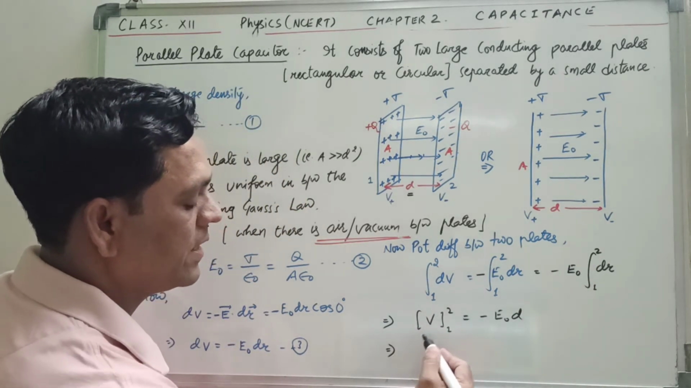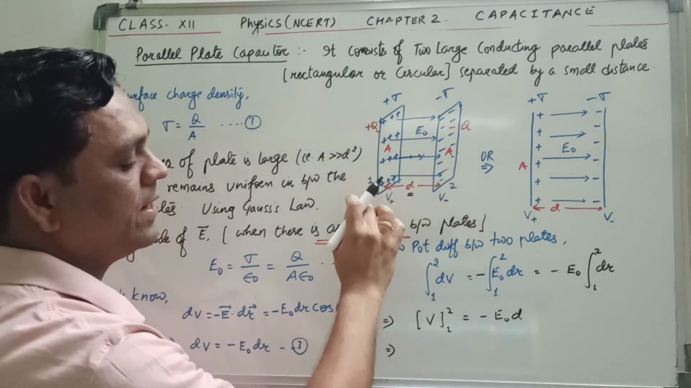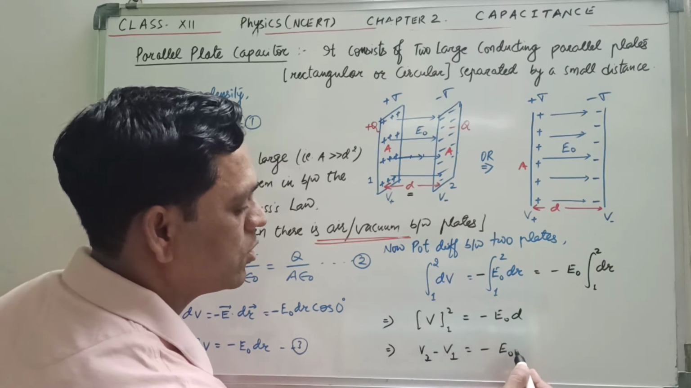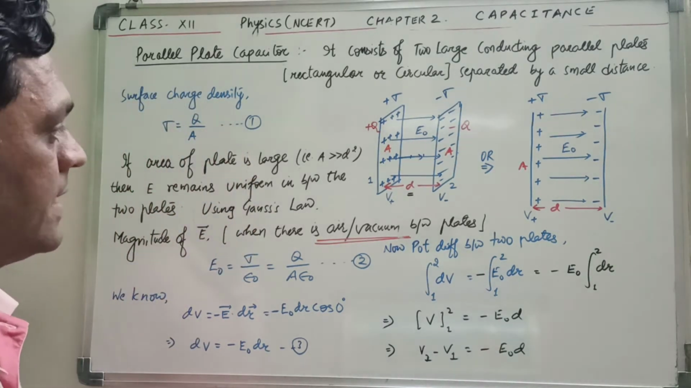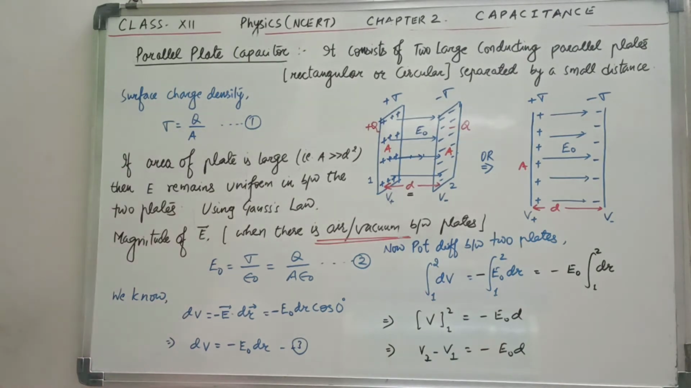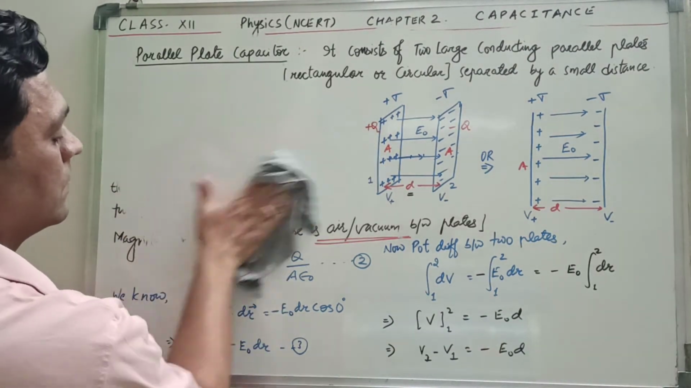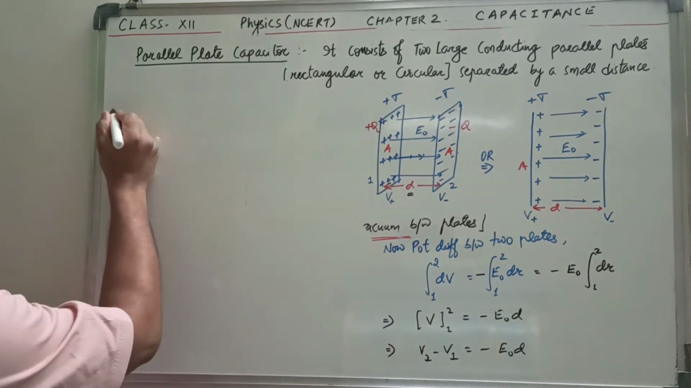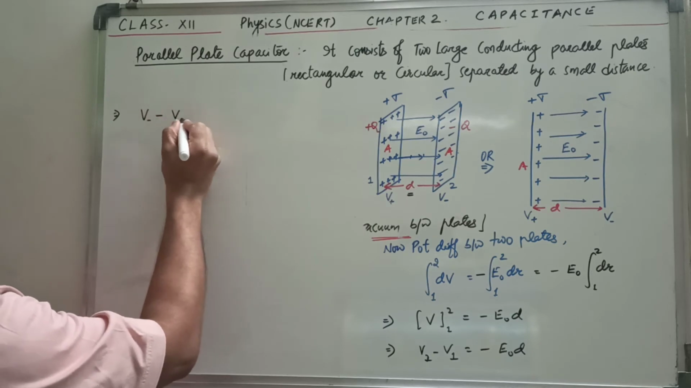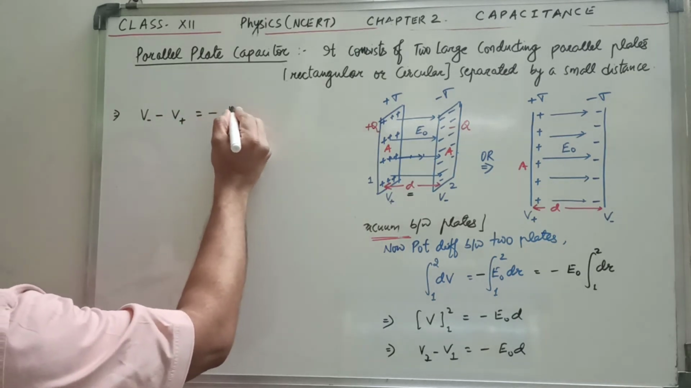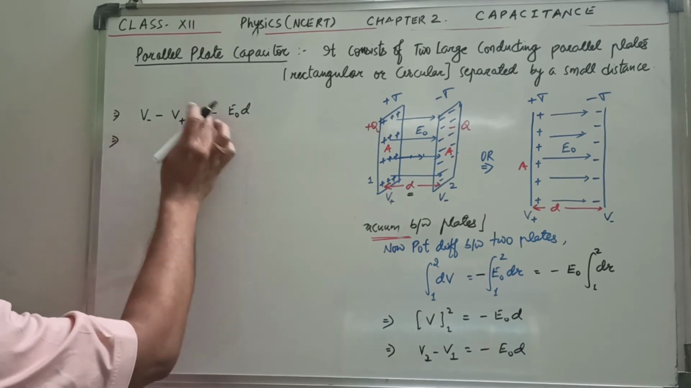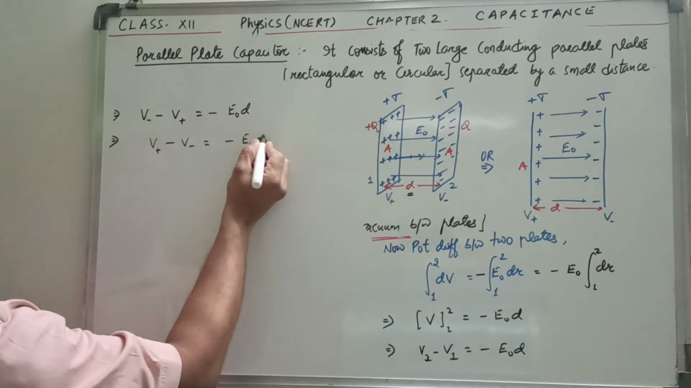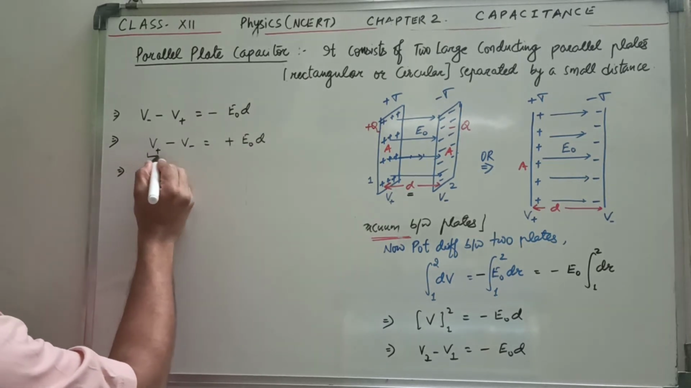And V2 minus V1, you can say potential at 2 and potential at 1. So I write this first as V2 minus V1 is equal to minus of E naught d. Correct? This I have written. Now what I do is, I write V2 is V minus and V1 is V plus. So this becomes minus of E naught d. The negative sign can be adjusted in this direction. So V plus minus V minus is equal to plus E naught d here.